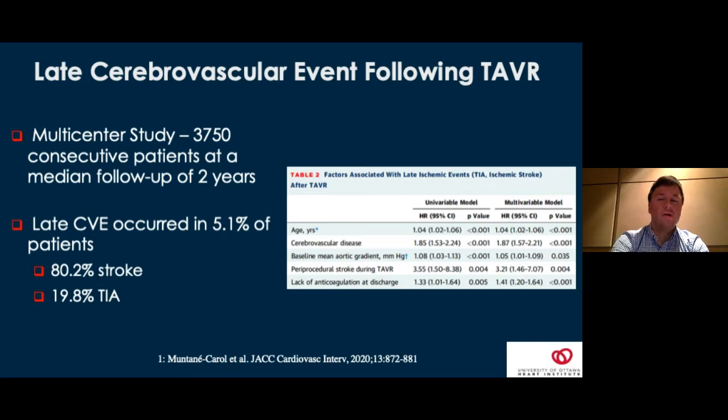So in general, this is still a significant proportion of patients, up to 5%. The predictors of this were age, the presence of cerebrovascular disease, a higher baseline mean aortic gradient, the patient having a periprocedural stroke during TAVR, and the lack of anticoagulation at discharge. Of course, late stroke in those patients was associated with an in-hospital mortality of around 30%.